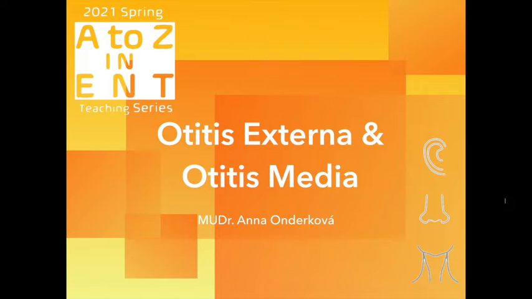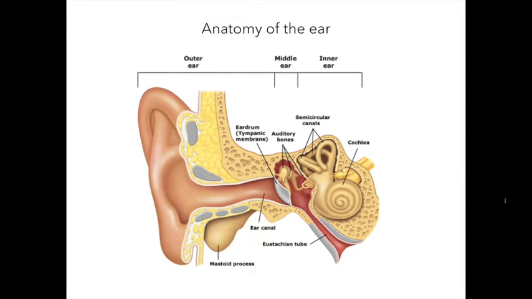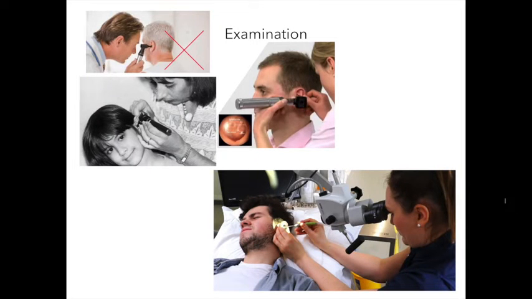I'll be talking about otitis externa, otitis media, and associated ear pathology today. So I'm sure you all know that the ear can be divided into outer, middle, and inner ear. We'll only be concerning ourselves with the former two today. We're also going to take a step back and just talk about how we examine the ear. So we have instruments to do that.